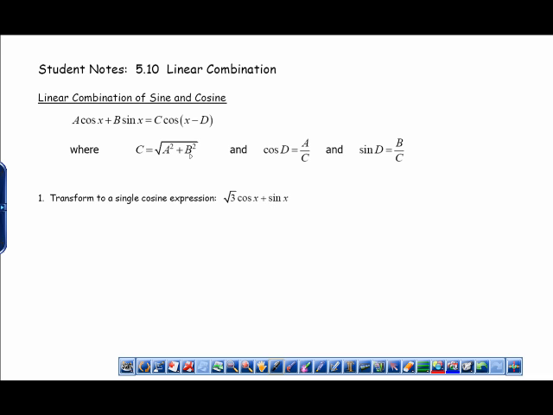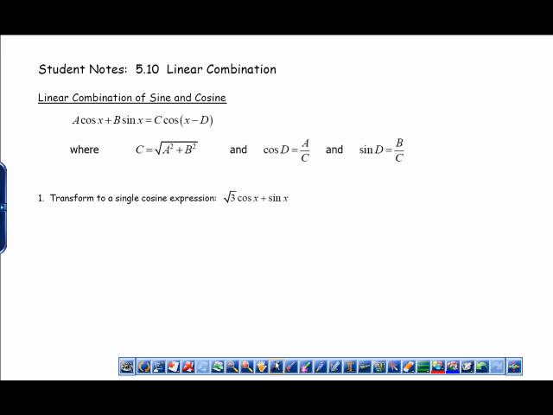Now with that a and b value, you can find c. And if this reminds you of Pythagorean theorem, that's because it is Pythagorean theorem. So once you identify a and b, you can find c. And then once you know c, you can then use these last two statements to find d. You need both of them to find the correct d.